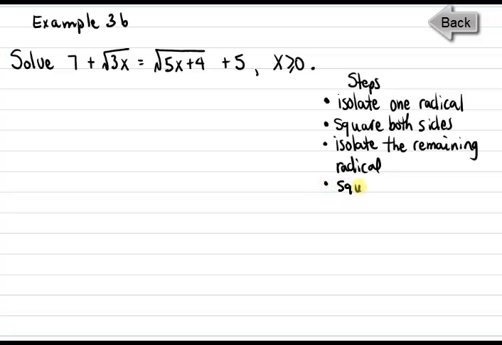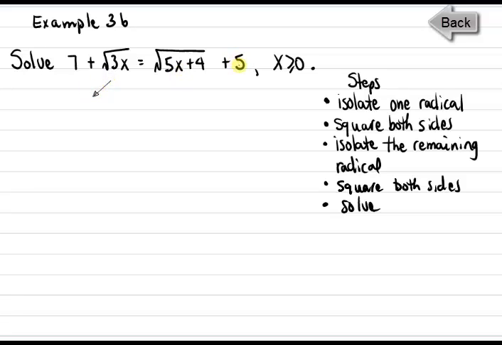So square both sides and then solve. Alright, so our first step is to isolate one of the radicals. You need to make a decision as to which one you want to do that with. So let's take a look at both of them.